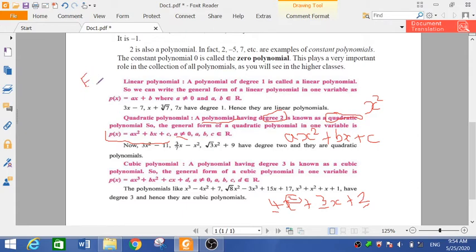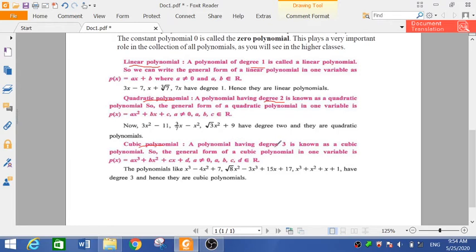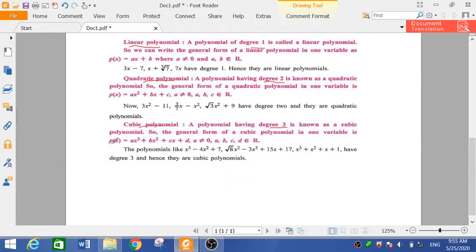So before we start exercise 2.1, it is necessary that we understand these important terms. Linear is completed, that is degree 1. Quadratic polynomial is completed, degree 2. Now the cubic polynomial: a polynomial having degree 3 is a cubic polynomial. What is the standard form of it? ax cube plus bx square plus cx plus d. We have to write it like that.